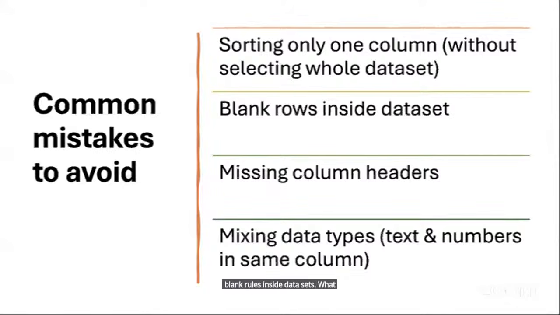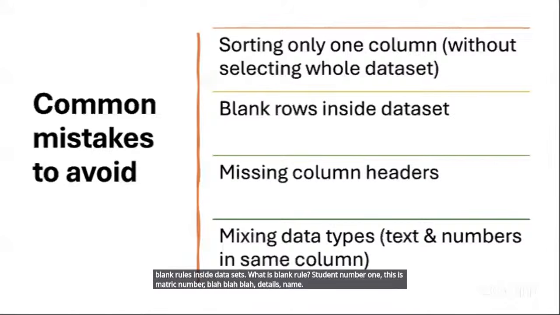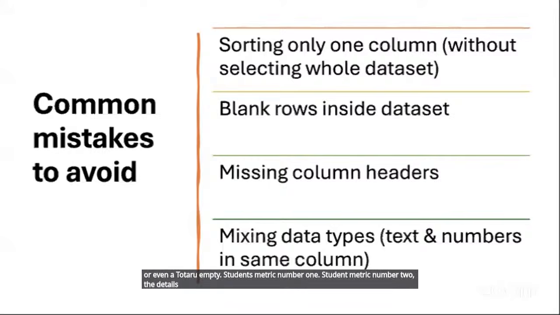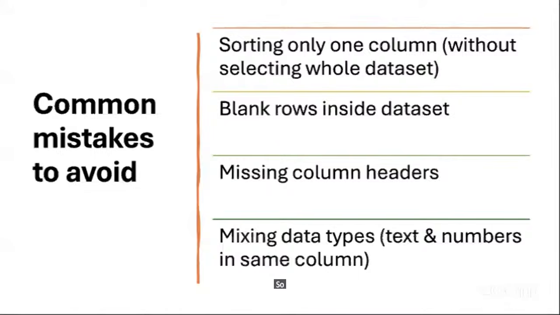What is a blank row? You have student number one, with the matric number, name, surname and other details. Second one, another student, then his or her details are missing in some particular boxes. Or even a total row, empty. Student matric number one, student matric number two, the details are there. Then student matric number three, nothing, but there is a row there. Then you go next to student matric number three. So having blank rows will distort your action of filtering or sorting.